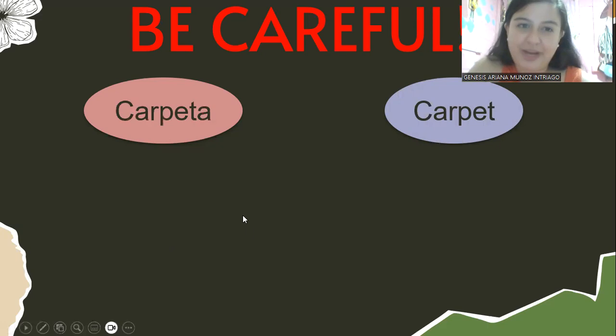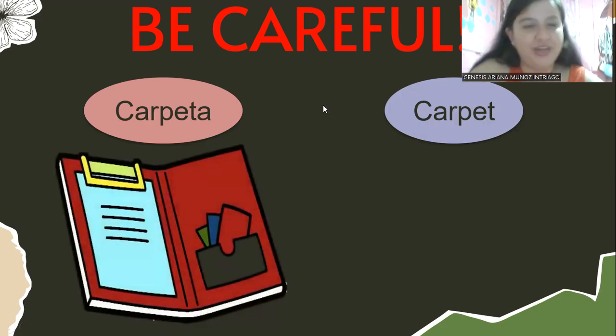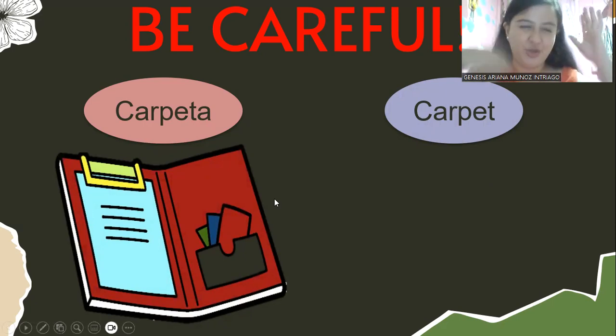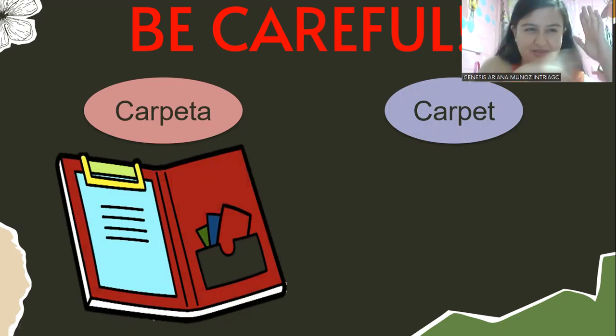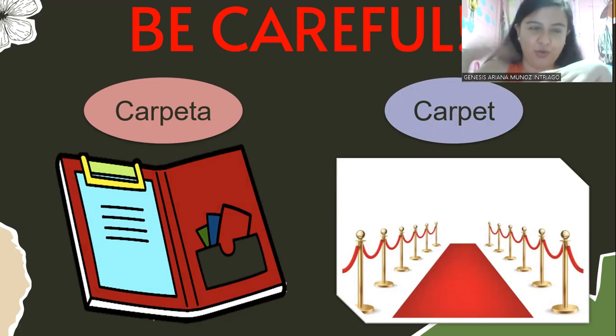For example, in Spanish and in English, we have the word carpeta and we have the word carpet, but they do not share the same meaning, okay? For example, carpeta in Spanish means folder. It's an object that you use to keep your documents, okay? But carpet in English is an object that you put on the floor to walk on, okay?